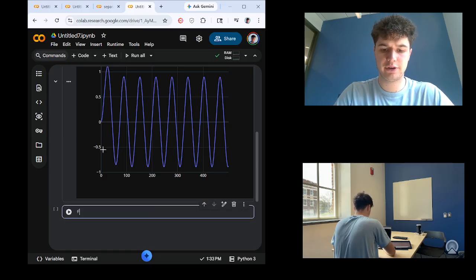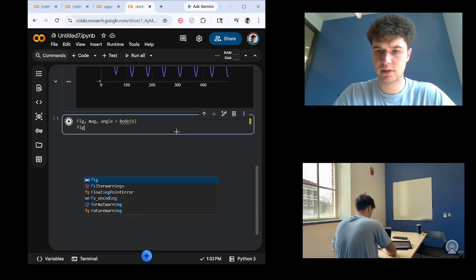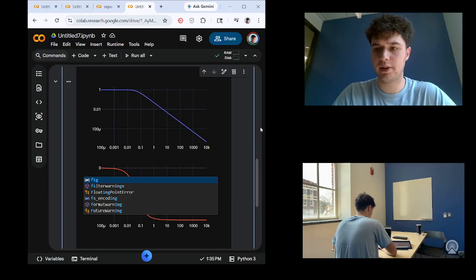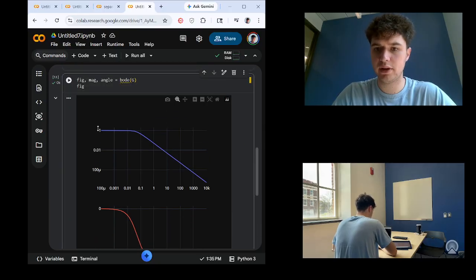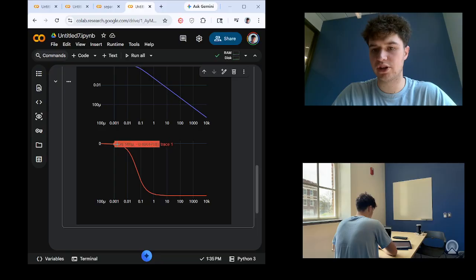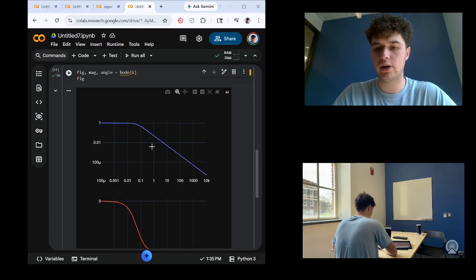So we're going to add the next line of code. We're going to do fig, magnitude, angle equals Bode of g. Run this. And so you can see this top line, the magnitude, is magnitude of 1, and then it's kind of just a linear drop here, whereas this angle more so is more gradual, more of a slide shape. And so now we are going to go back onto the iPad.